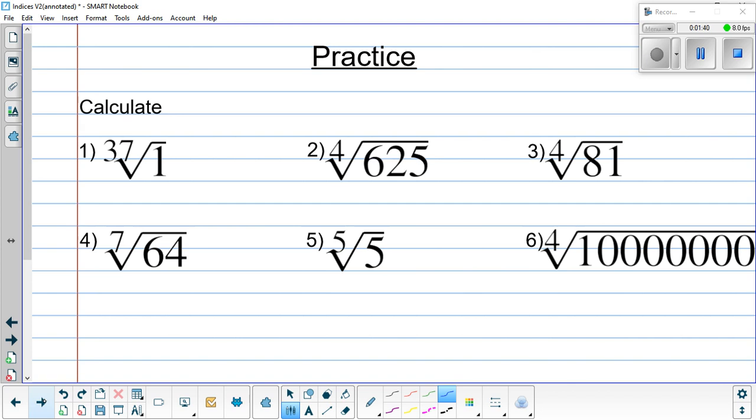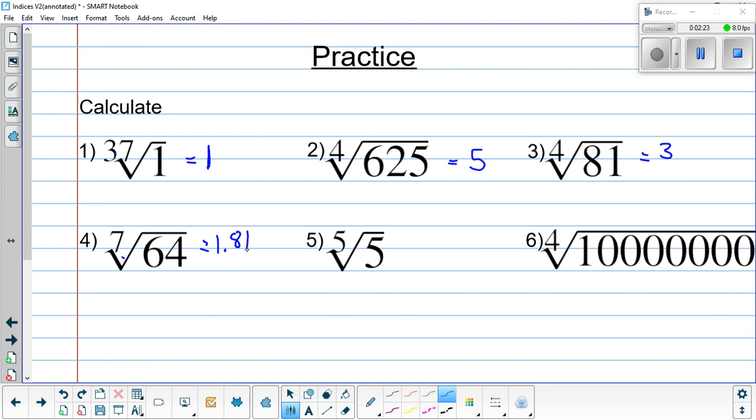Okay, welcome back. So we're going to calculate these. First off, we're doing the 37th root of 1. Well, that's always going to be 1. Here we have the fourth root of 625. That's 5. The fourth root of 81. That's 3. We're doing the 7th root of 64. I'm going to guess that's 2, but I just have to check myself. And it's actually not. It is 1.81. So I was thinking maybe the 6th root.